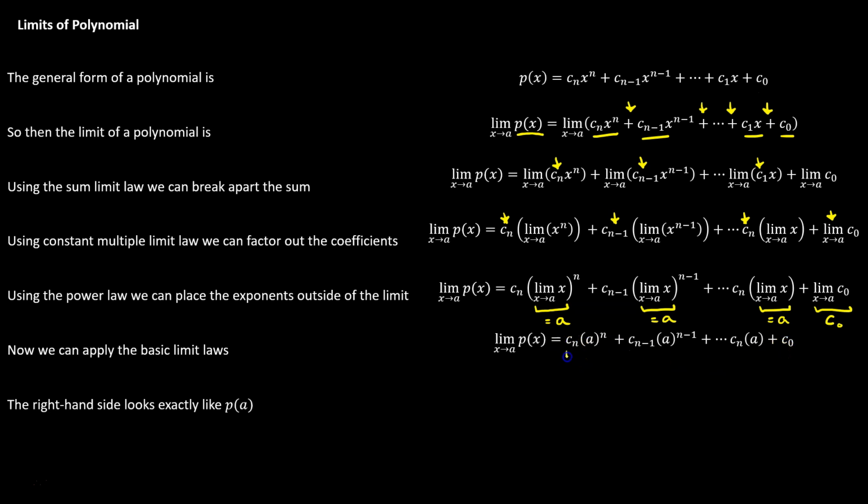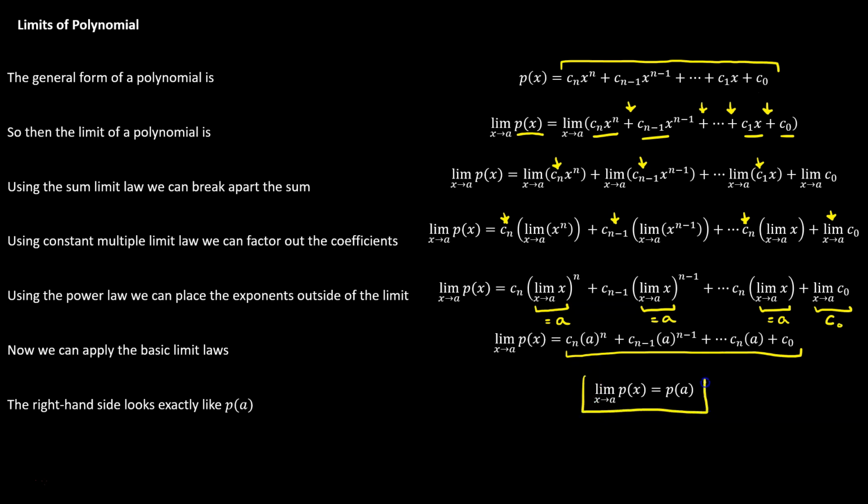And then we notice that what's on the right-hand side looks awfully like what we started with at the top of the screen, but all we've done is replace the x's with a's because our limit had x approaching a. And so, what we know is that if we're dealing with a polynomial and we want to compute the limit of it, we do not need to go through every tiny detail using the sum law, the constant multiple law, the power law.